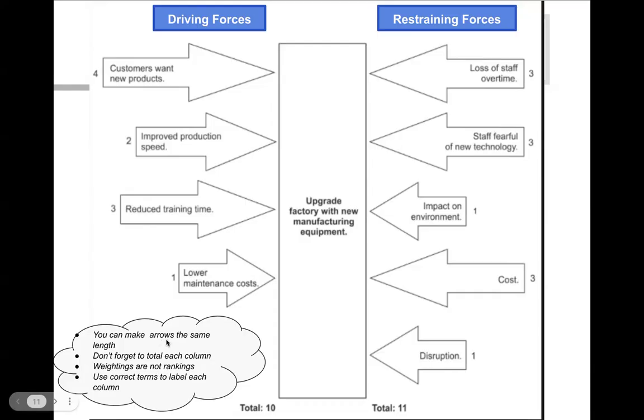You can make your arrows the same length. They don't need to be in these big boxes. They can just be arrows of the same length. Don't forget to total each column. This is the biggest mistake on the tests. When students are constructing these, they end up forgetting this total. Don't forget that weightings are not rankings. They are weights, how much each weight is for each factor, 1 through 5. And then make sure that you're using the correct terms to label each column, driving forces and restraining forces, as opposed to pros, cons, or positives, negatives.